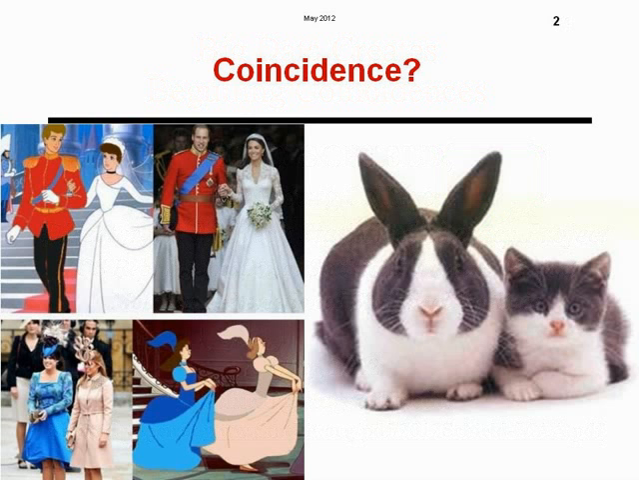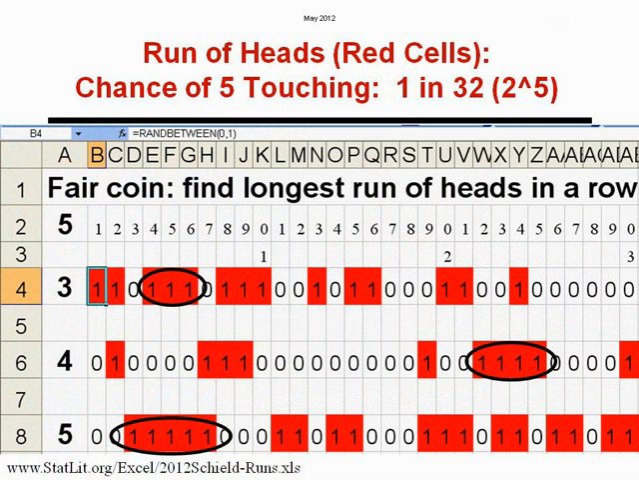To show this to students, consider flipping fair coins and looking for a run of heads. Look at cell B4. It has the RANDBETWEEN function with limits of 0 and 1. Cells with a 1 are colored red to indicate a head. A run is a series of adjacent red cells. The number in column A is the length of the longest run in that row. The first row has the longest run of 3, 1 chance in 8. The second row has the longest run of 4, 1 chance in 16. The bottom row has the longest run of 5, 1 chance in 32.